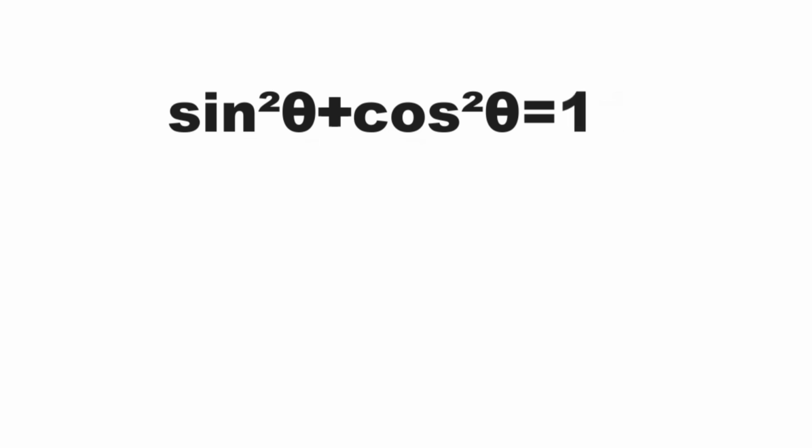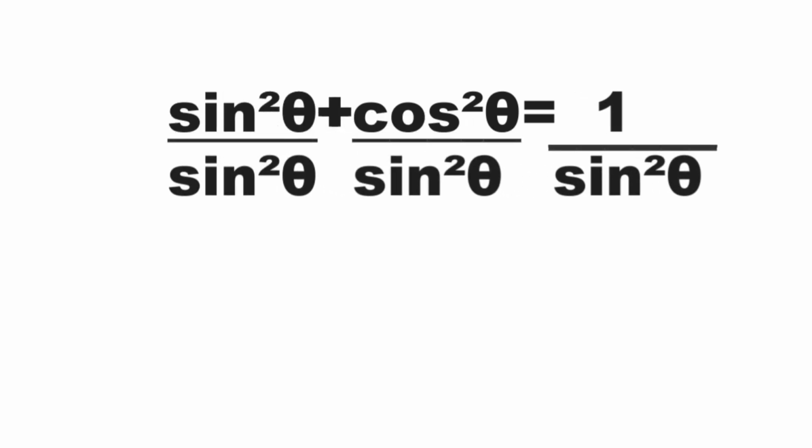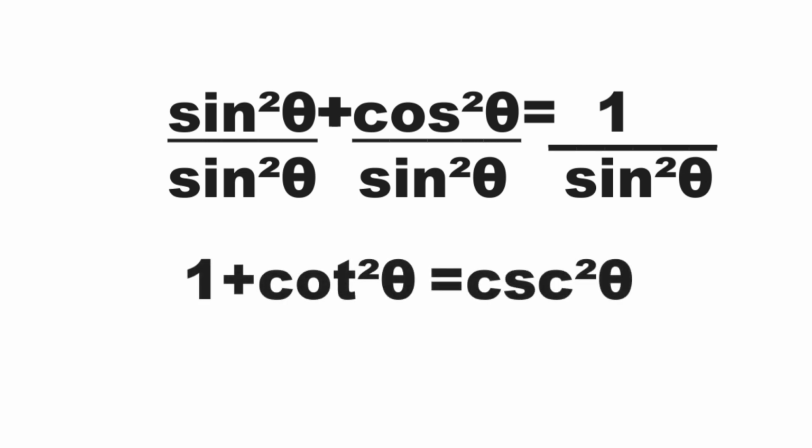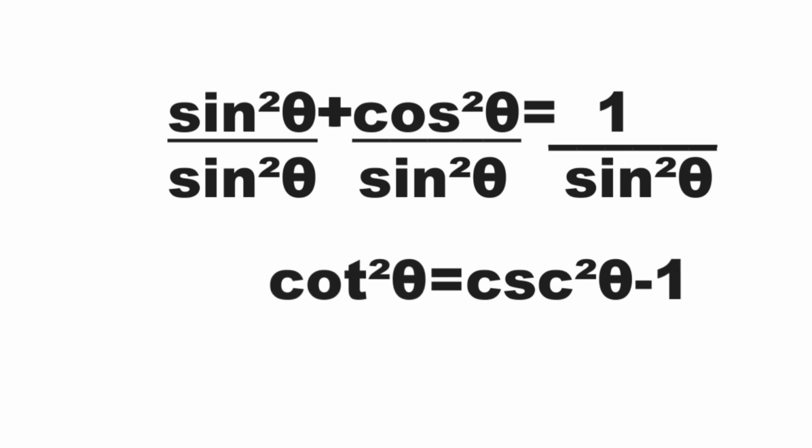Back to sine squared theta plus cosine squared theta is equal to 1. From this we can divide each term of both sides of the equation by sine squared theta. Sine squared theta over sine squared theta is 1, and cosine squared theta over sine squared theta is equal to cotangent squared theta, and 1 over sine squared theta is equal to cosecant squared theta, so we now obtain the third Pythagorean identity as 1 plus cotangent squared theta is equal to cosecant squared theta. Transposing 1 to the right, we have cotangent squared theta is equal to cosecant squared theta minus 1.